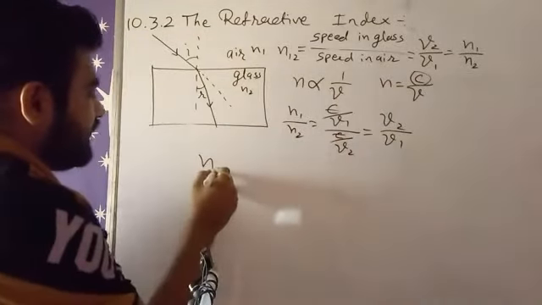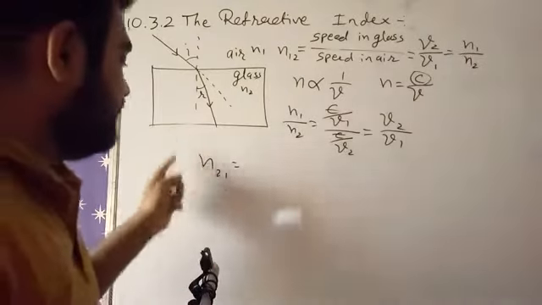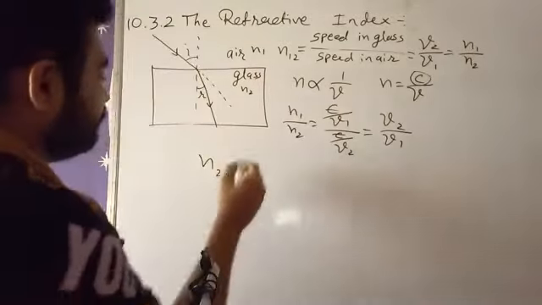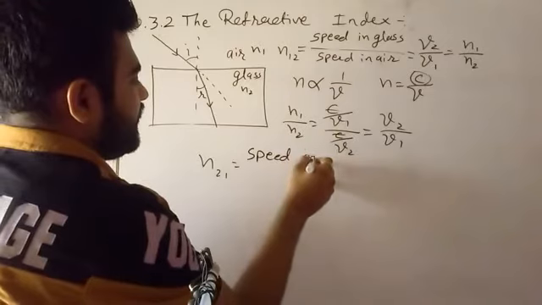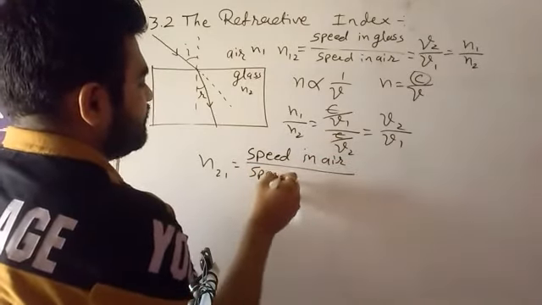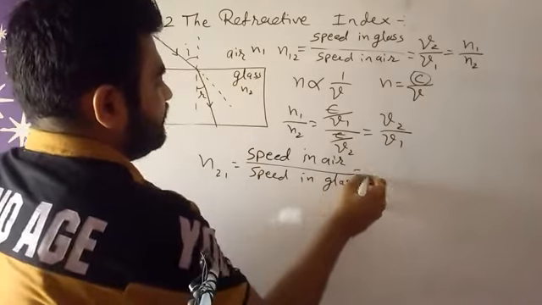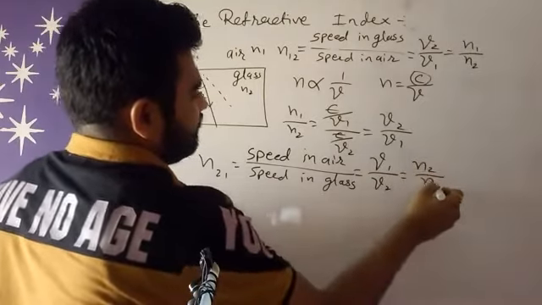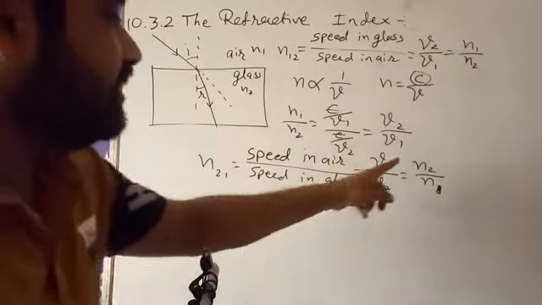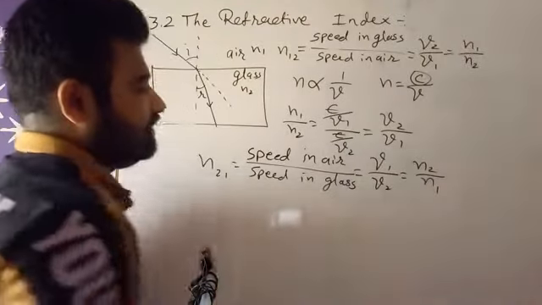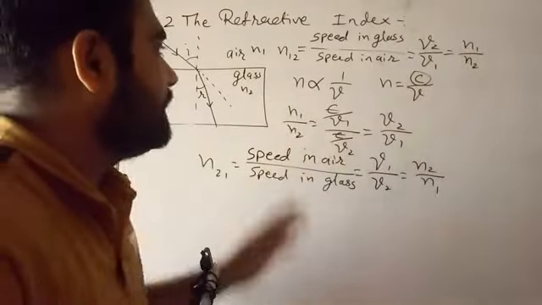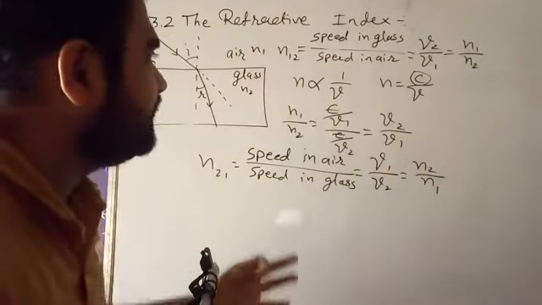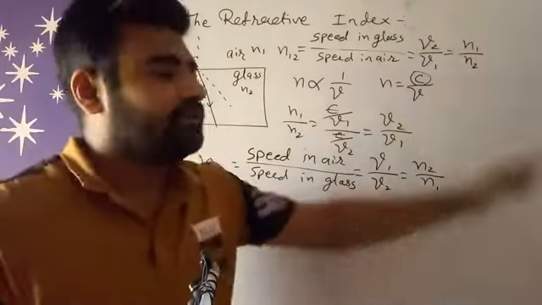Similarly, if I want to write N21, what is N21? It is the refractive index of 2 with respect to 1. So speed in air upon speed in glass. So it is equal to V1 upon V2, so I can write N2 upon N1. Similarly, we can find N2 upon N1 equal to V1 upon V2 by the same formula. So this is how we can form the formula of refractive index in the form of velocity, speed, or in the form of refractive indexes.